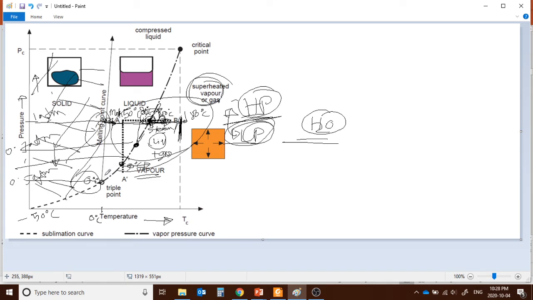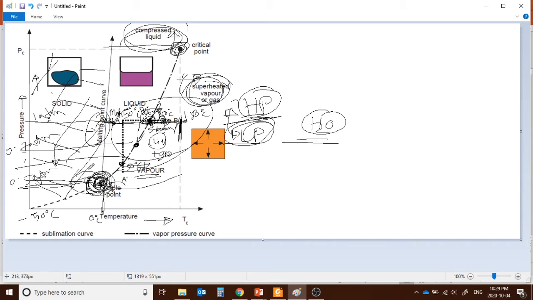Just remember these important points. This is the triple point. At this pressure and at this temperature, this water can be present in all three phases altogether. I know it sounds crazy, but that's what happens. And here is the critical point. If you cross the critical point, what happens? You'll get the superheated gas if you increase the temperature, or if you increase the pressure, then you'll have a compressed liquid. This is how it happens when you go beyond the critical point.